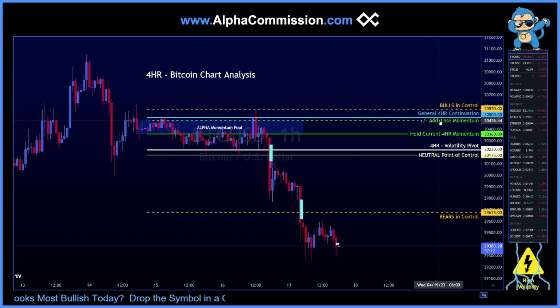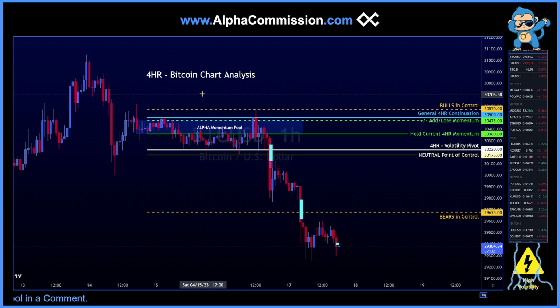And look at this, the add or lose momentum. You have to get above this level and close above it in a bullish way in order to get that extra momentum that can push you up. And so that's why I include this level here. It's not always right against the general continuation, and so it is an important level just by itself.